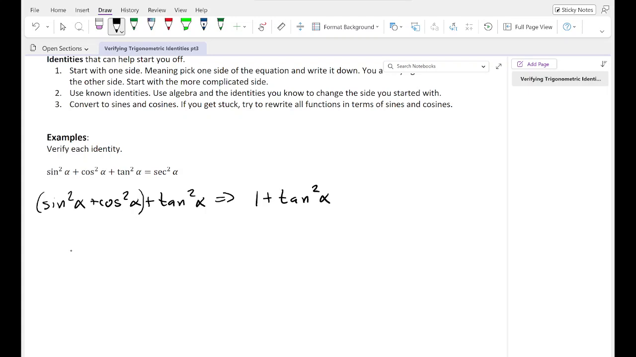Well, again, remember sine squared plus cosine squared equals 1. But if you were to do some algebra manipulation, let's say you divide all three parts of this equation by cosine squared. If you divide sine squared by cosine squared, you're going to end up with tangent squared. Cosine squared divided by cosine squared is going to give you 1. 1 over cosine squared is going to give you secant squared. So 1 plus tangent squared alpha is nothing more than saying that it is secant squared alpha.